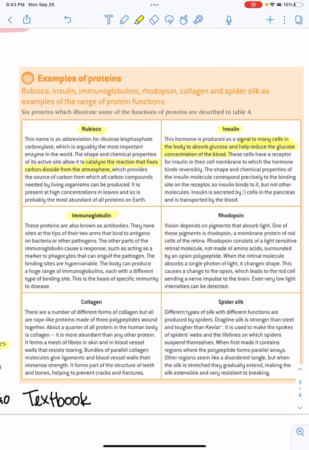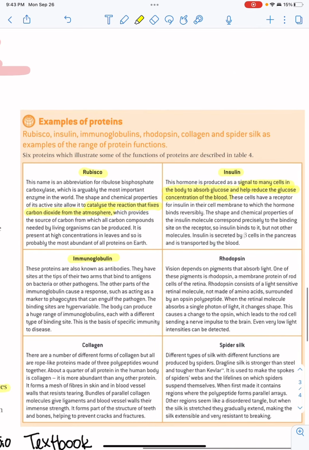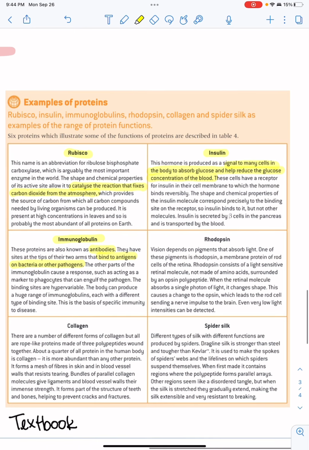Immunoglobulin is a globular protein. We talked about those above. Immunoglobulin is an antibody, and they bind to antigens on bacteria or other pathogens and help destroy them. So we need antibodies. When we have COVID, we develop COVID antibodies that can track and bind to the antigens of the COVID virus and cause the response that gets them destroyed.